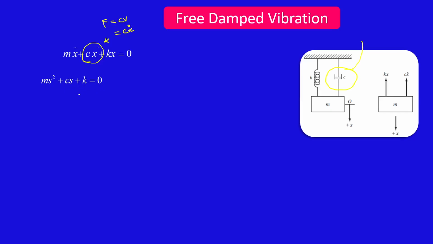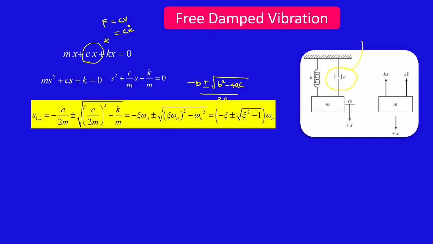This is a quadratic equation. We know that any quadratic equation we can solve using minus b plus or minus square root of b squared minus 4ac divided by 2a. So what is b? C by m. What is a? 1. What is c? K by m. When you apply this, you will get s equal to minus C by 2m plus or minus square root of (C by 2m) squared minus K by m.